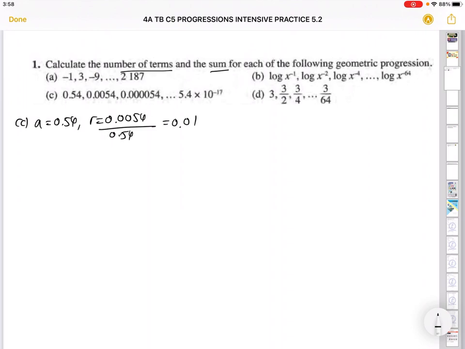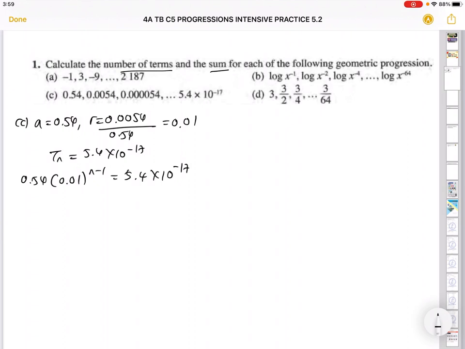Now remember, the formula is Tn. Let me write down Tn first. My Tn is 5.4 times 10 power negative 17, and this is given in standard form. So let's take 0.54, your r is 0.01, power n minus 1, equals 5.4 times 10 power negative 17. Now, if you take 5.4 divided by 0.54, 0.54 means 5.4 times 10 power negative 1.